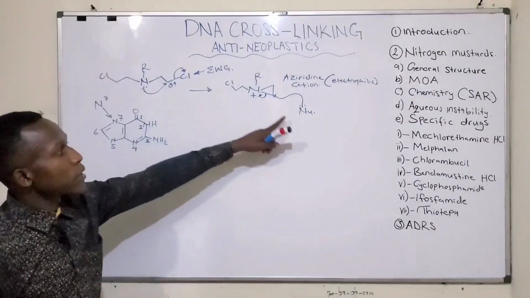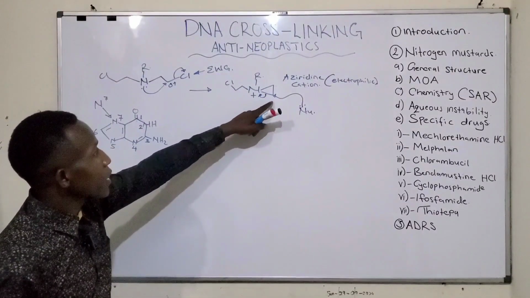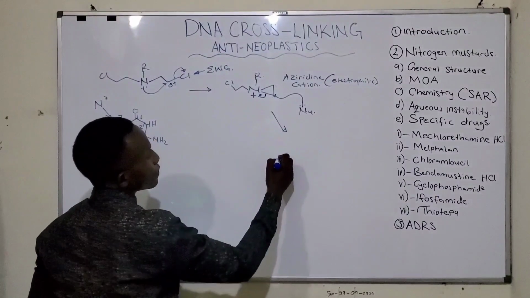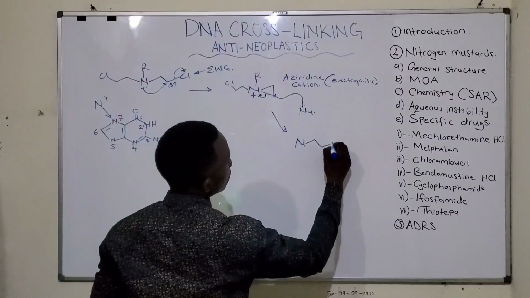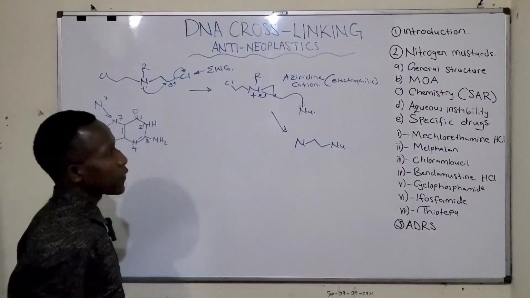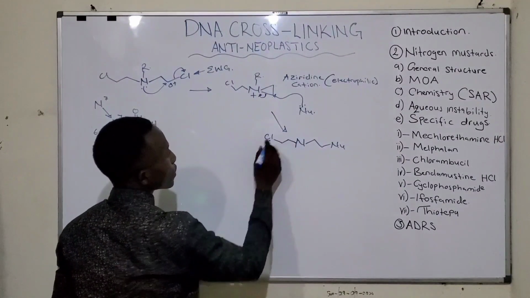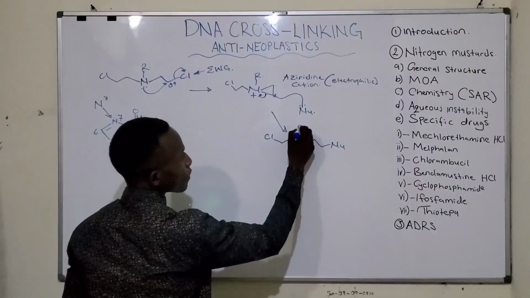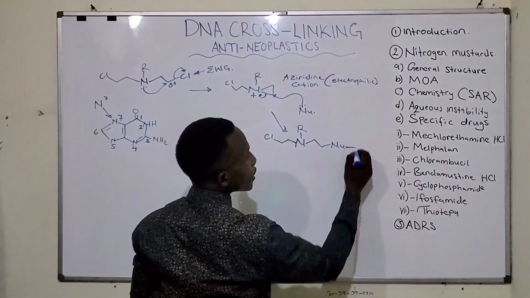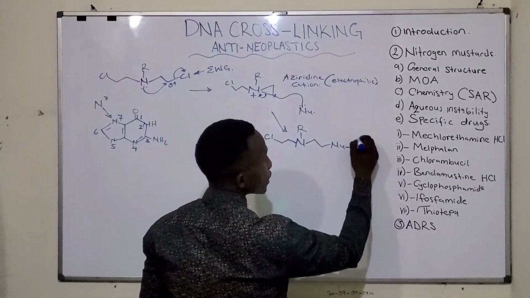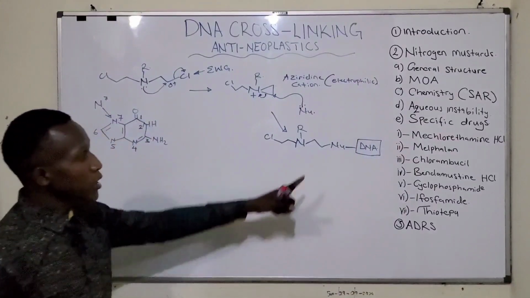When this one takes the electrons, the nucleophile will attack the carbocation. Therefore, we shall have this. We shall have the nucleophile, which is the guanine, and this arm remains with its chloride, and the R group is untouched. But remember, this guanine is on the DNA strand.